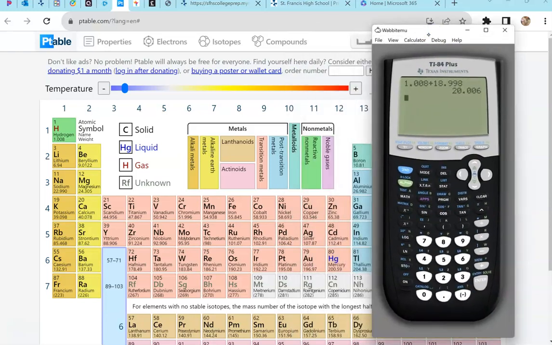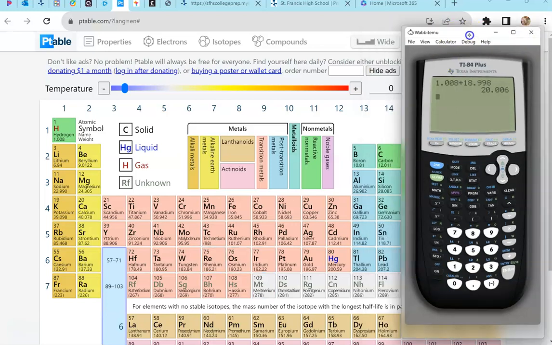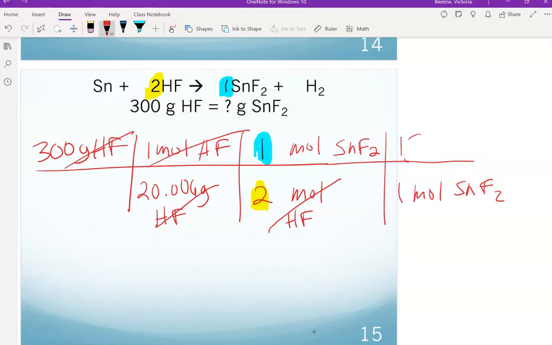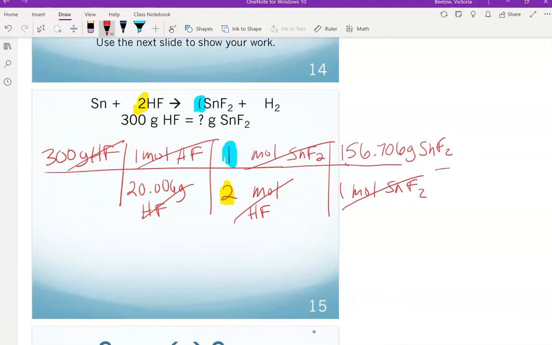Sn is tin. Let's see, where is Sn? So tin, 118.71, plus F2, so that's the fluorine, which is 18.998 times 2. So my molar mass is 156.706. So 156.706 grams of SnF2. So I converted moles into grams.